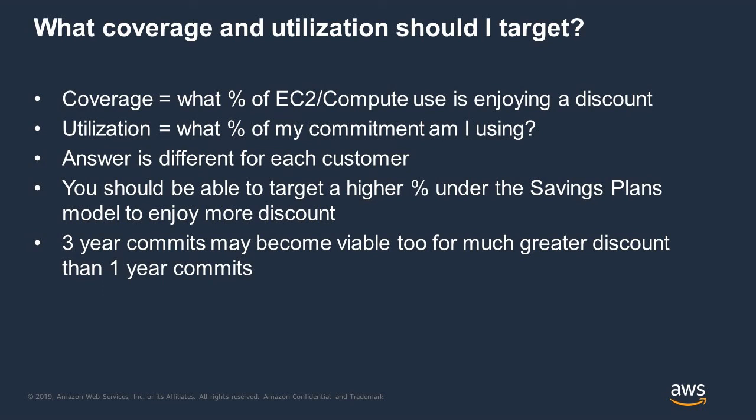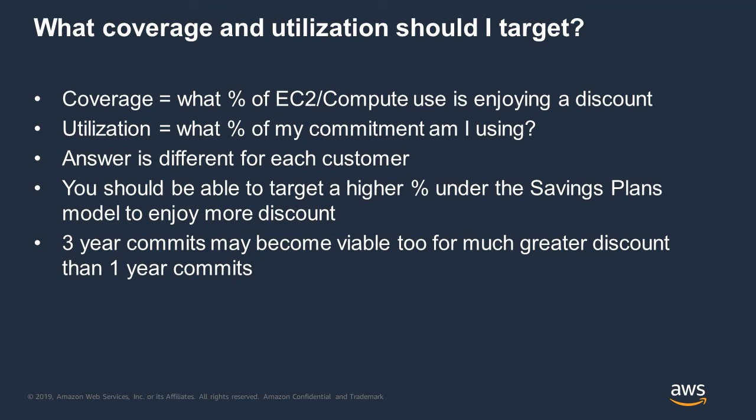The next question is, what coverage and utilization should I target? So coverage is the percentage of EC2 or compute that is enjoying a discount, and utilization is referring to what portion of the commitment you've already made are you actually using and leveraging. So are you maximizing the discounts given your existing commitment? The answer is different for each customer, but you should be able to target a higher coverage under the savings plan model to get more discount.